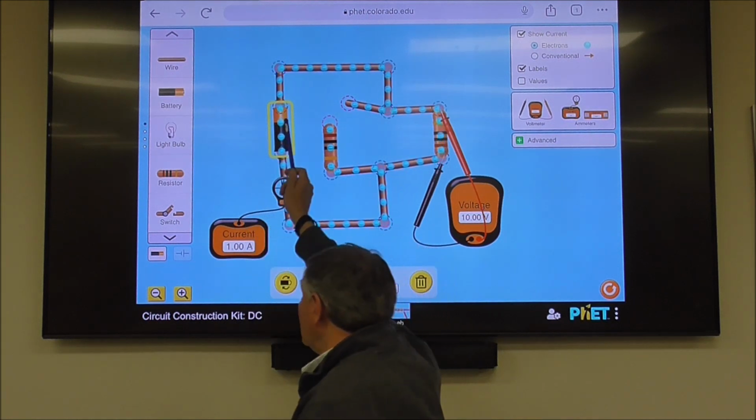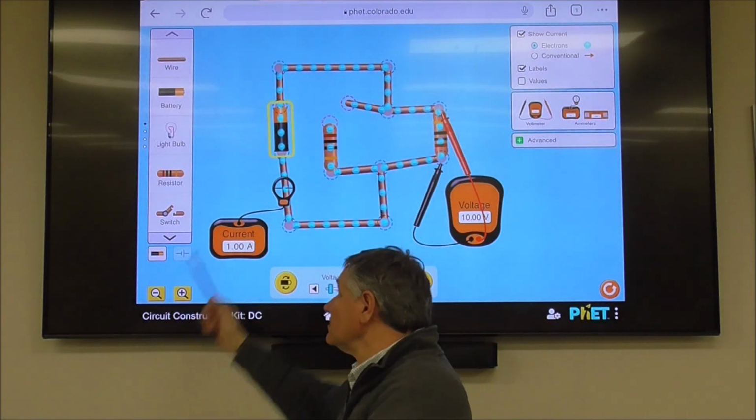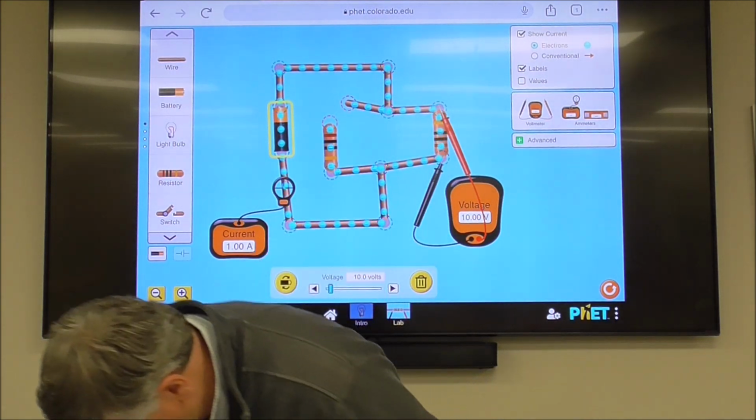Okay, we got current, simple circuit, 10 volts. Fish, you're losing all your Skittles right there on that resistor. Boom, here we go, easy peasy.